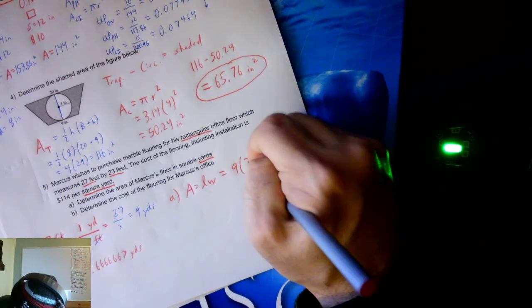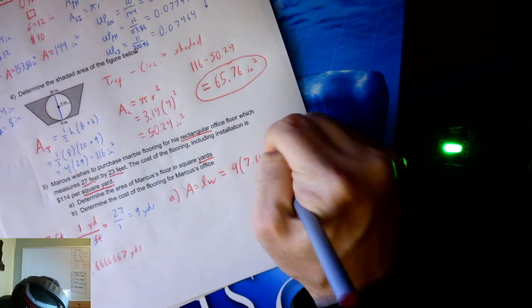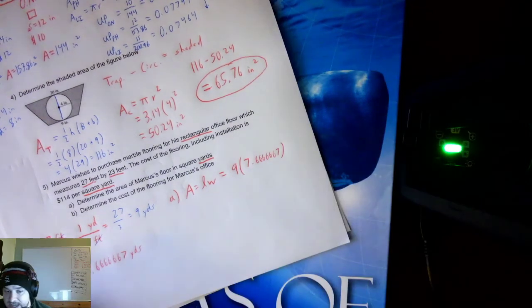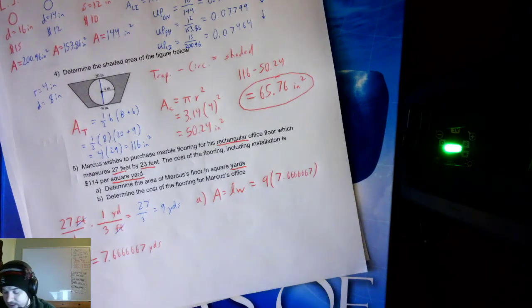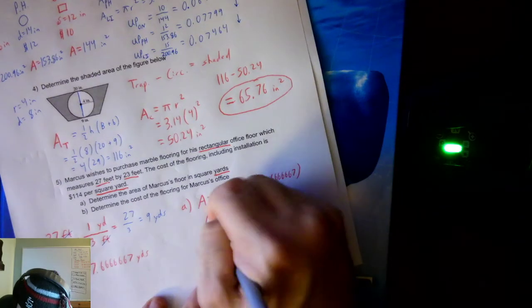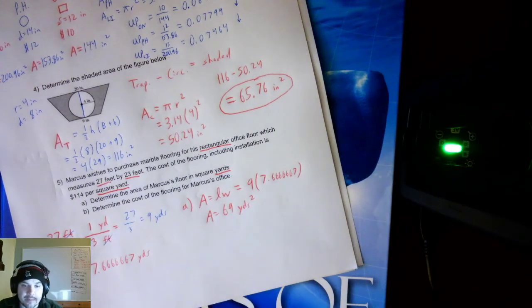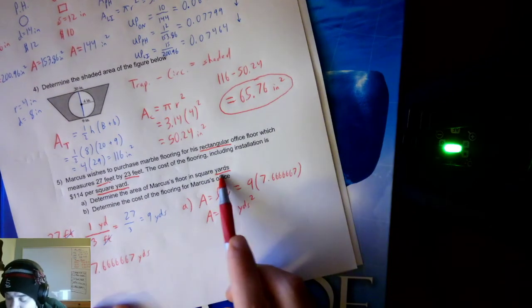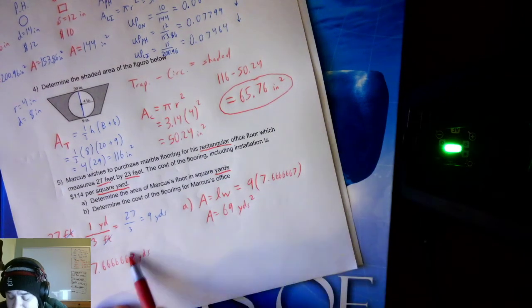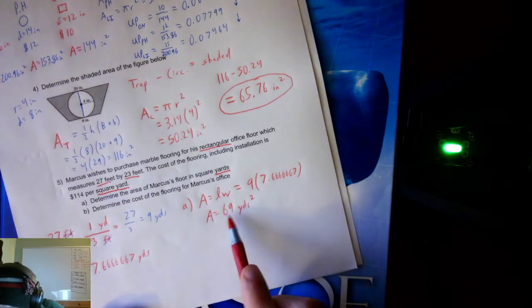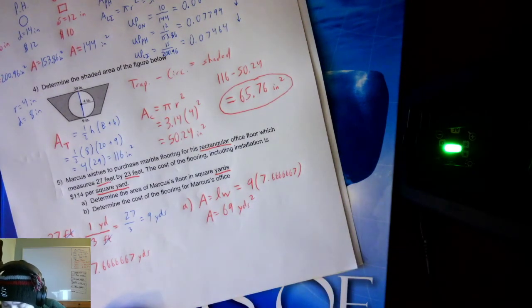The width is 7.6666667. Notice I haven't rounded yet, right? I've just been using the numbers as they were given. Let's see, 9 times 7.66667 gives me 69 on the dot. It works out to be a perfectly round number, 69 yards squared. When I multiply those together, I get the square yardage of the floor. I needed everything in yards first. So I have 69 square yards of office space.